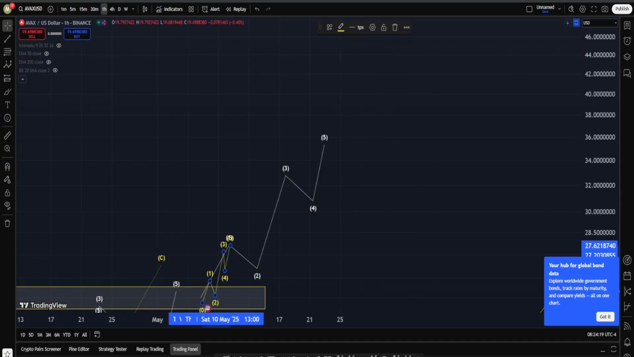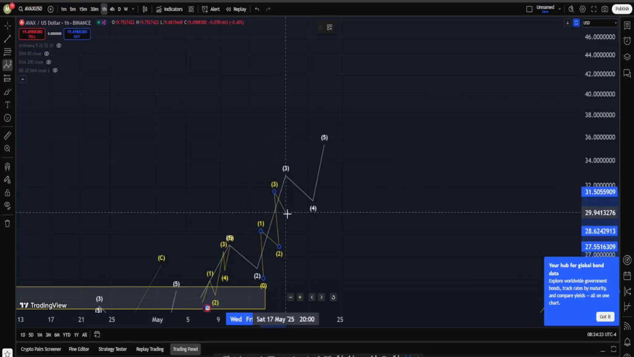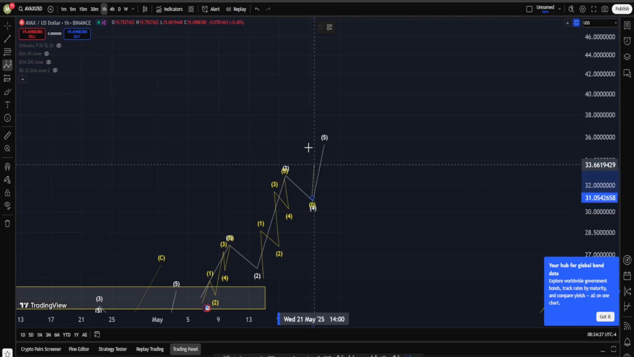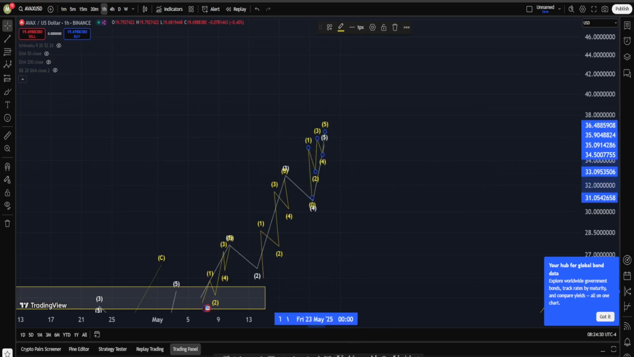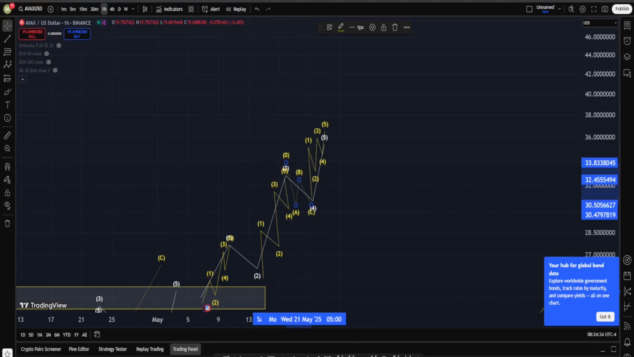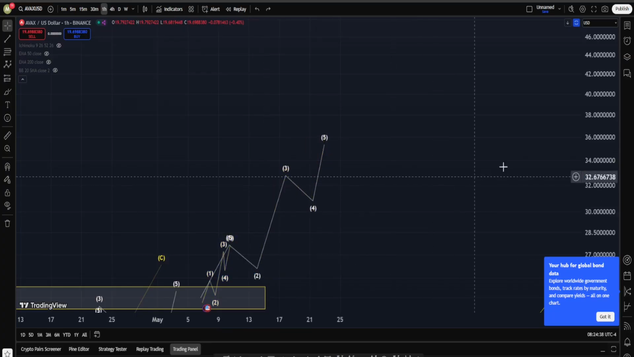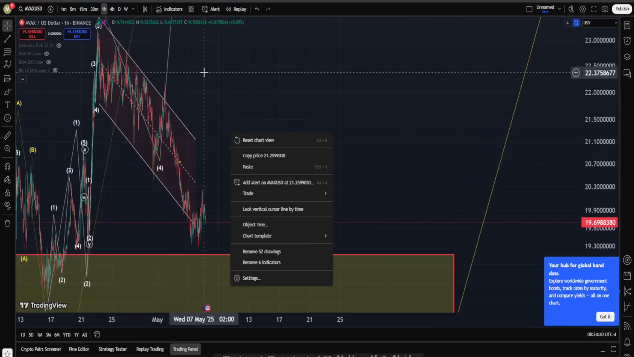Let's change the color so you can see it a bit better. There we go. And for wave 2 and 4, we can have so many different possibilities. Honestly, it doesn't really matter a whole lot. Let's say maybe, sure, an ABC into our wave 4 and a WXY for wave 2 right in here. There we go. Now let's go on the live chart and see what is happening.